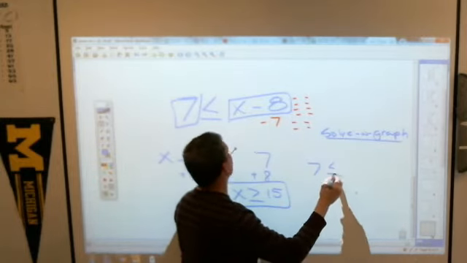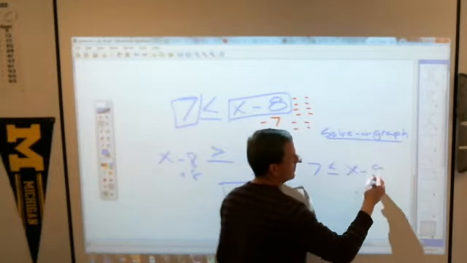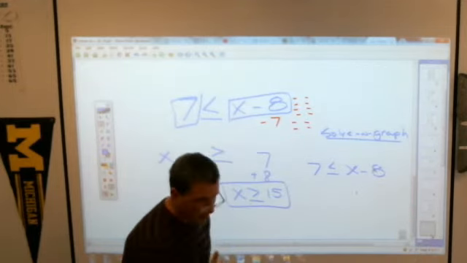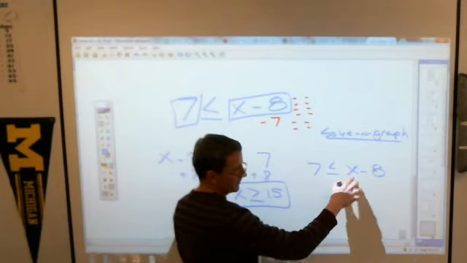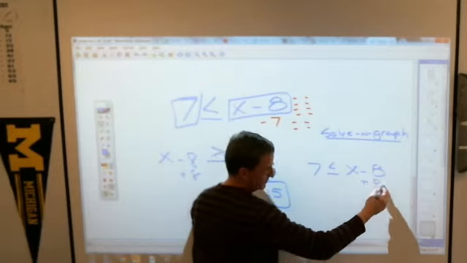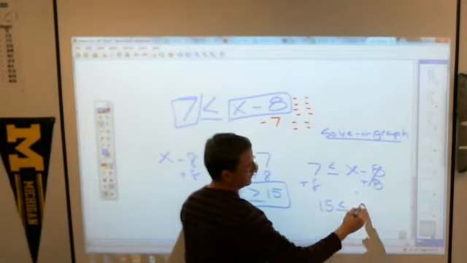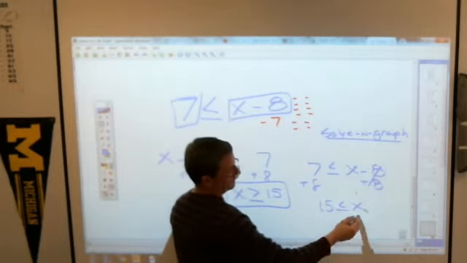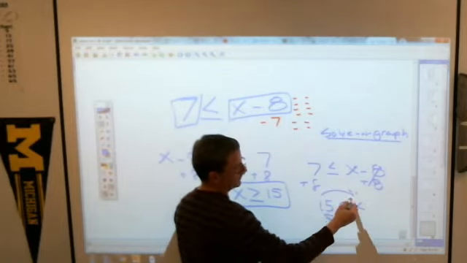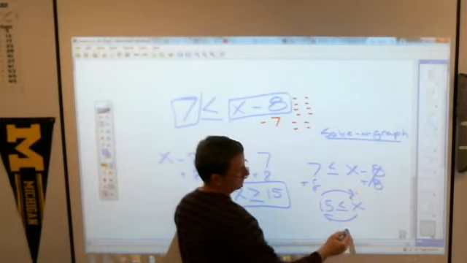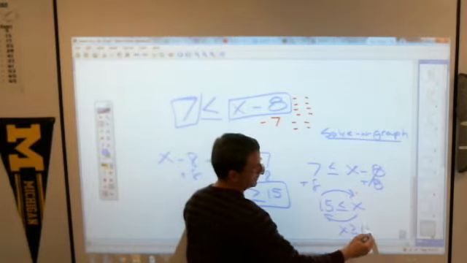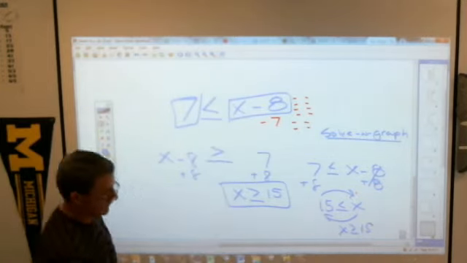Another way, I probably wouldn't have done it Aaron's way either. I mean, it's fine. I probably would have done this. Well, I want x by itself, so I add 8, and I add 8. So now I get 15 is less than or equal to x. And at this point, I might have flipped it over, put the x over there and the 15 over there, and switch the sign. But either way, you're going to get x is greater than or equal to 15.